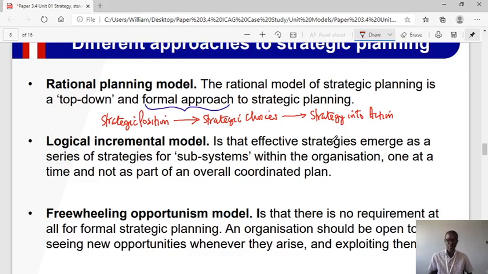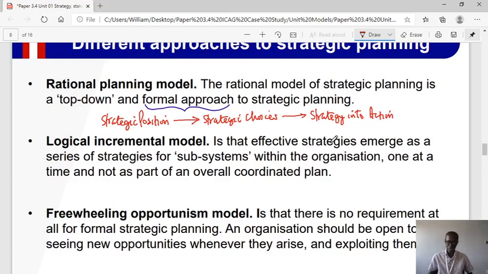Or when they realize that there is a boom in a particular sector, then they take advantage and compete in that sector or those activities. Now, the organization may have a general idea. Let's say we are general merchants. They have a general idea of the direction it is taking, but it cannot and should not plan in advance what to do. That is the free-wheeling opportunism model.